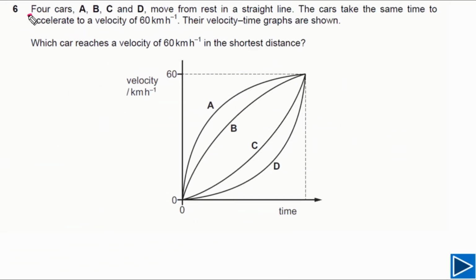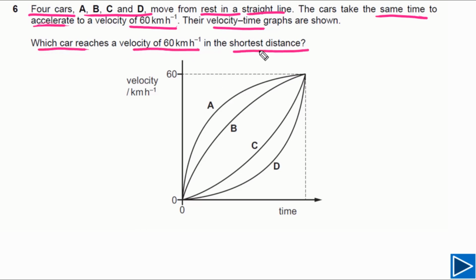For question 6, it is given there are 4 cars A, B, C and D. They move from rest in a straight line. Cars take the same time to accelerate to a velocity of 60 km per hour. The VT graph is shown in this figure. We need to find out which car reaches a velocity of 60 km per hour in the shortest time. That is the main thing.